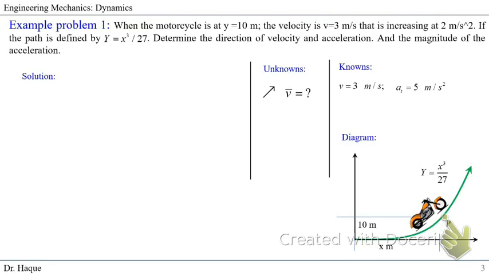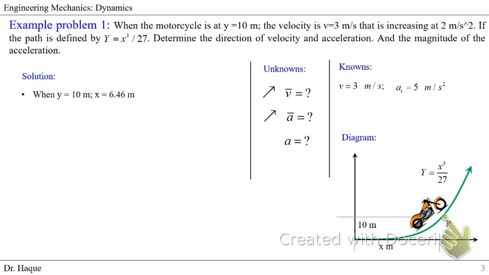So what are the unknowns? We want the direction of the velocity. So this is defined by the direction upward. So we're looking for the direction of the velocity and the direction of acceleration, and also the magnitude of the acceleration. So these are the unknowns. So we have identified our knowns and our unknowns, and we have our diagram ready. So let's go for the solution.